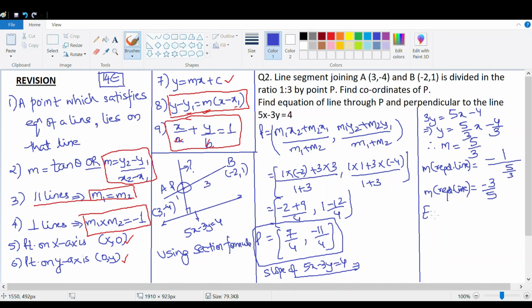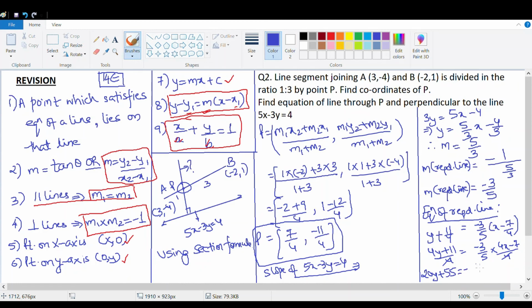Now the equation. So the equation of the required line will be given by y minus y1. So a point on this is -11 upon 4. So y plus 11 upon 4 is equal to -3 upon 5 times x minus 7 upon 4. So this becomes (4y plus 11) upon 4 is equal to -3 upon 5 into (4x minus 7) upon 4. 4 and 4 get cancelled. Let's cross multiply. So this is 20y plus 55 is equal to -12x plus 21.